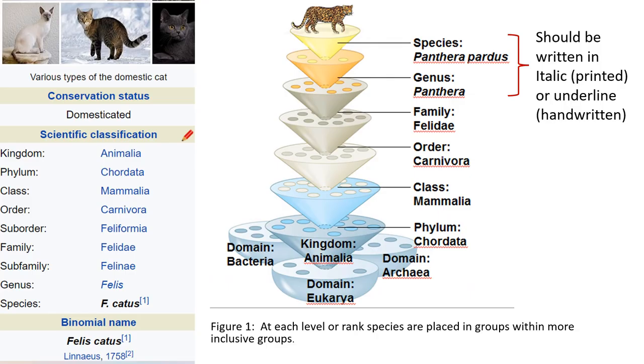Here is an example of how you classify the leopard. This is a leopard. The scientific name of the leopard is Panthera pardus, at the species level. The leopard, Panthera pardus, is in the genus Panthera. The scientific name must be written in italic, and the genus level is still in italic.